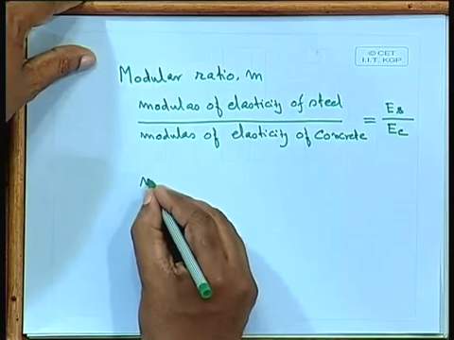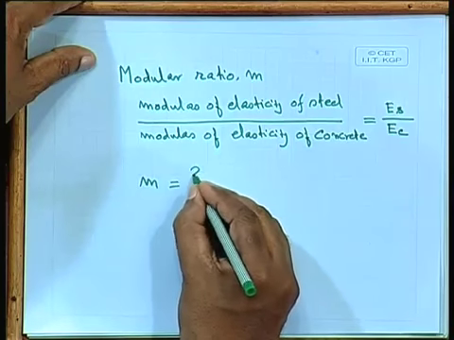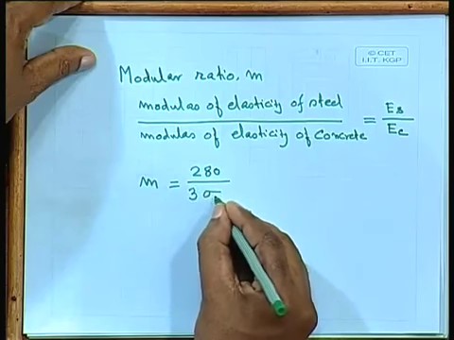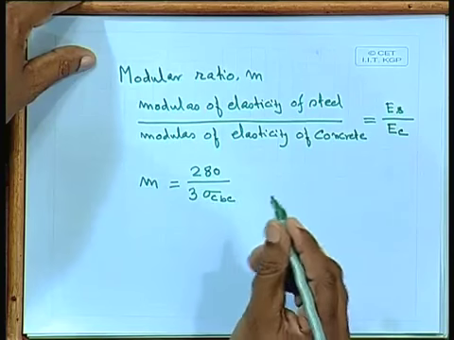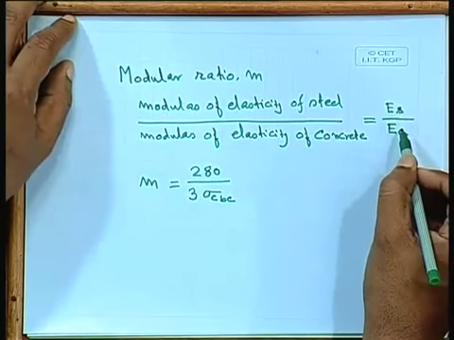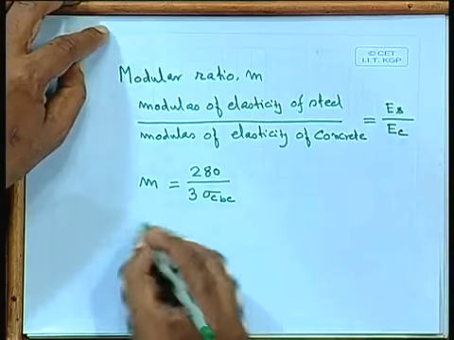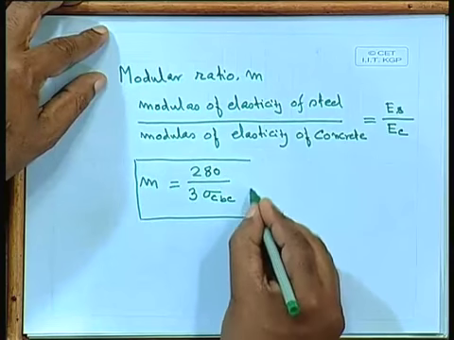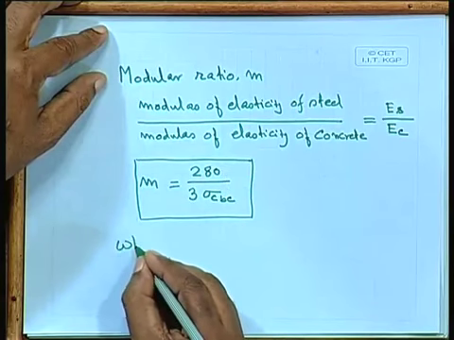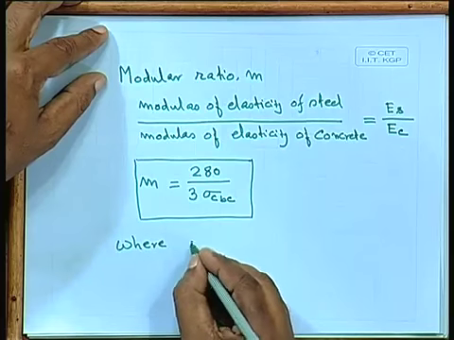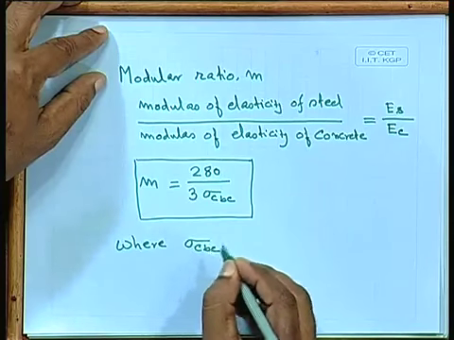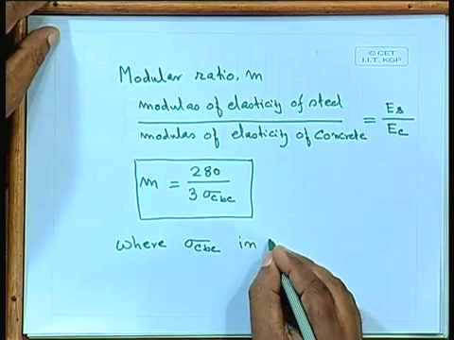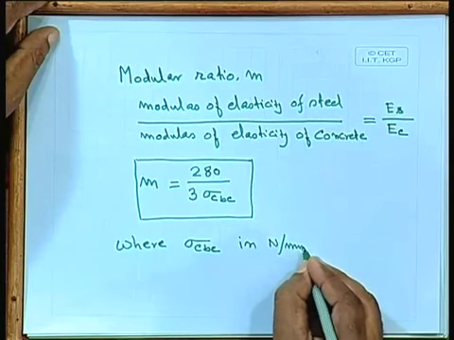We also write down that our code says m equal to 280 divided by 3 sigma cbc. So we do not take it from Es by Ec. Instead of that, we use this formula. We should remember this, where sigma cbc is the concrete stress in bending compression in Newton per square millimeter.